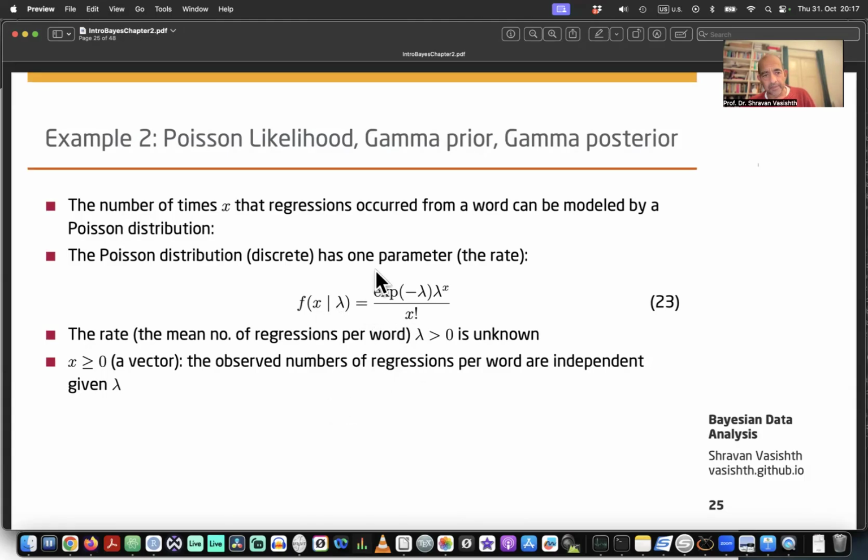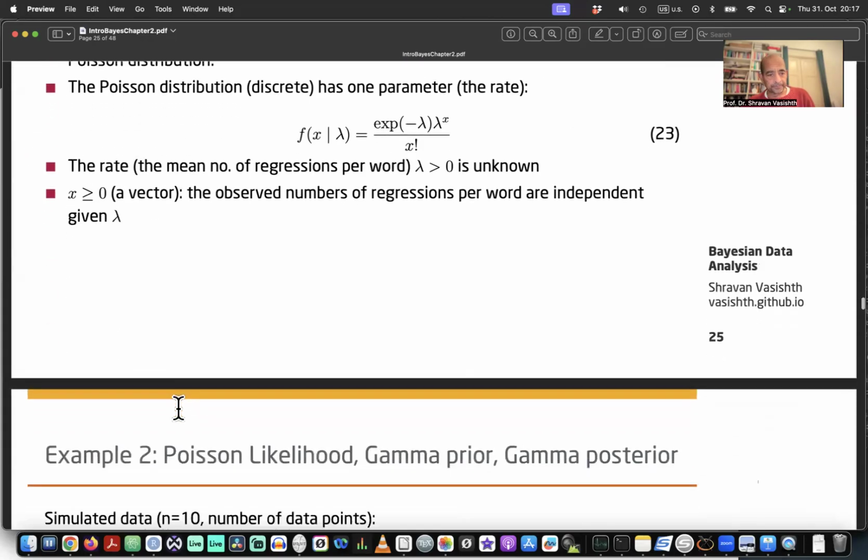So what we have is the definition of the Poisson distribution in equation 23. And lambda, of course, is going to have to be greater than 0, but it's an unknown parameter and we have to estimate it from the data. The x's, the observed values, will be 0 or larger than 0, and they can't be negative, right? Those are the counts.